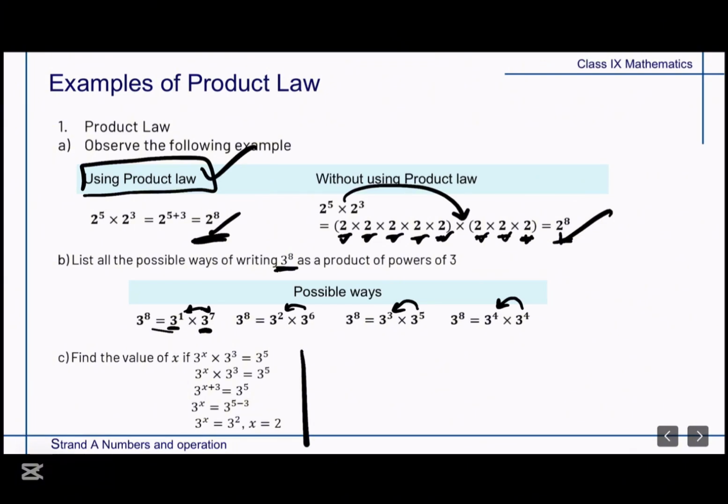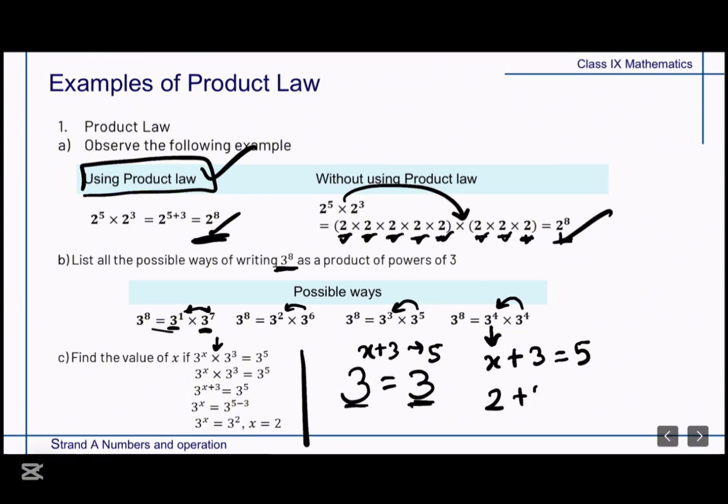3 raised to x times 3 raised to 3 equals 3 raised to 5. Multiplying the same power, applying product law, so x plus 3. Two exponents will get added, right? Since we have same base and they're equal, the exponents should also be equal. So hence x plus 3 should also be 5. So what should be added to 3 so that the result will be 5? So of course it should be 2, right? So hence proving that your x value is 2.